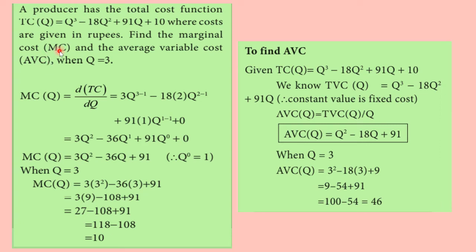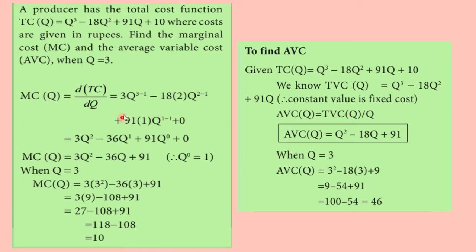Very good. I can hear some of the students saying that we have to differentiate total cost to arrive at marginal cost. So marginal cost is nothing but the differentiation of the total cost. When I differentiate the total cost, I get 3Q to the power of 3 minus 1, minus 18 into 2Q to the power of 2 minus 1, plus 91 into 1Q to the power of 1 minus 1, and the differentiation of a constant is 0. The differentiation of 10 is 0.